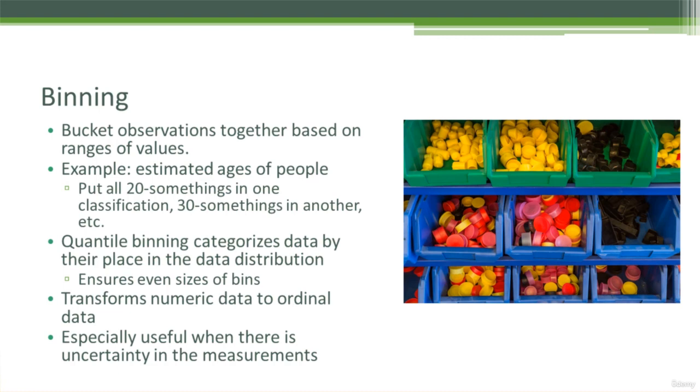There's also something called quantile binning that you should understand. The nice thing about quantile binning is that it categorizes your data by their place in the data distribution. So it ensures that every one of your bins has an equal number of samples within them. So with quantile binning, I make sure that I have my data distributed in such a way that I have the same number of samples in each resulting bin. Sometimes that's a useful thing to do. So remember, quantile binning will have even sizes in each bin.